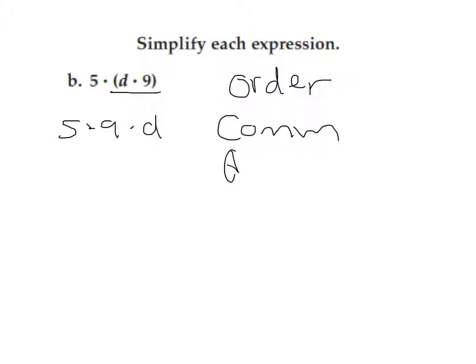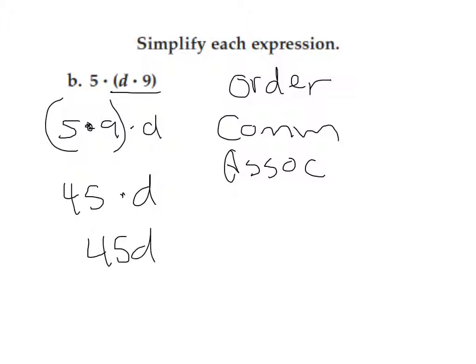I will group them, the like terms, together. 5 times 9 is 45 times d. Now I'll just simplify or clean up this equation, and there you go. So I changed the order, which is commutative. I grouped the like terms together, which is associative, and I came up with a simplified expression of 45 times d, or 45d.